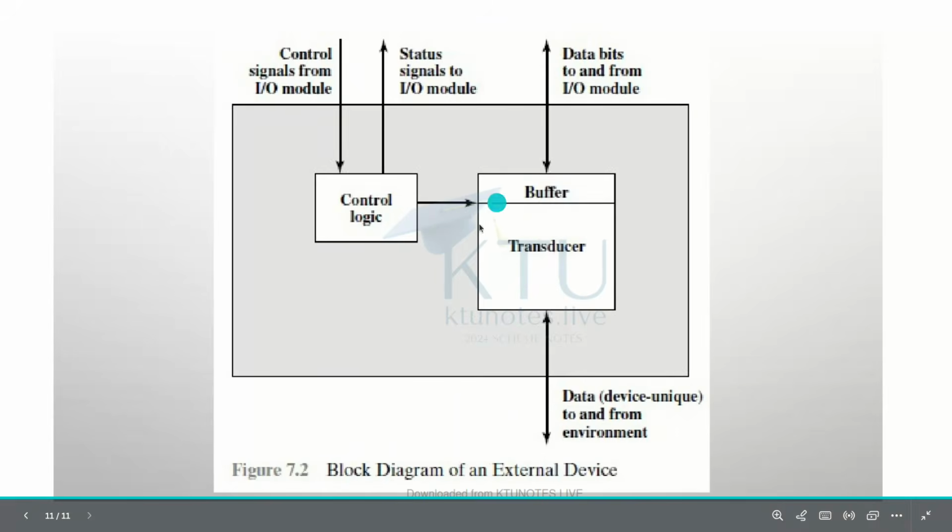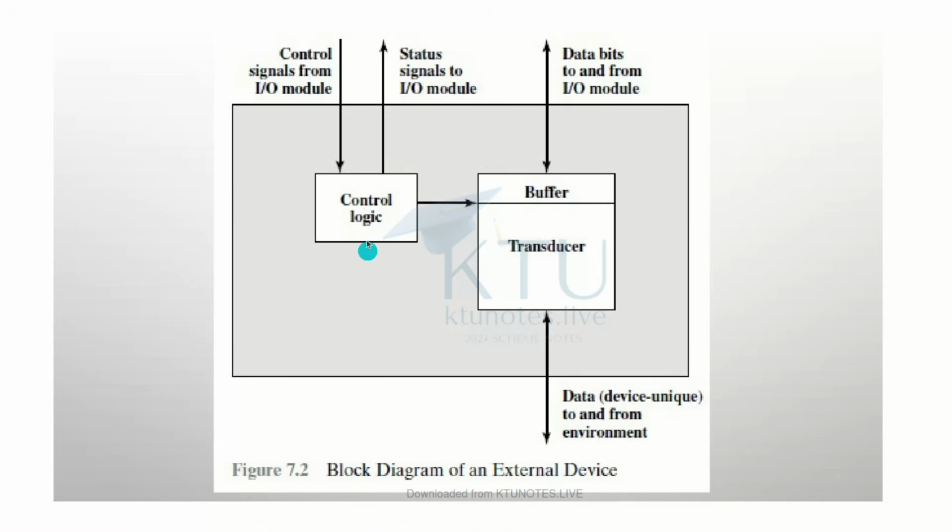Then we talked about the block diagram of an external device. In the block diagram of an external device, there are three main internal components: control logic, buffer, and transducer. Control logic is where the control signals from the IO module go. The control logic is like a brain to our external device, right? It does the necessary electronic or mechanical operation, whatever it has to do, and the status signals are given to the IO module.